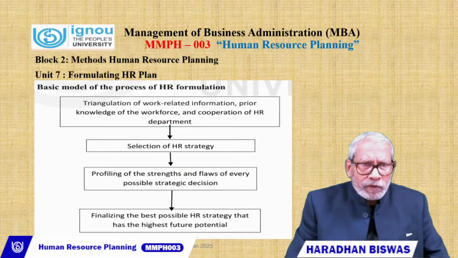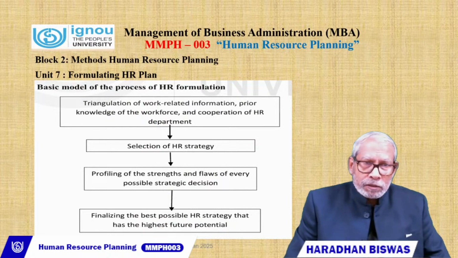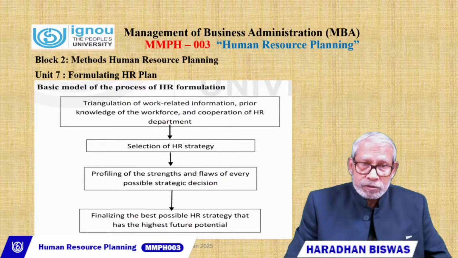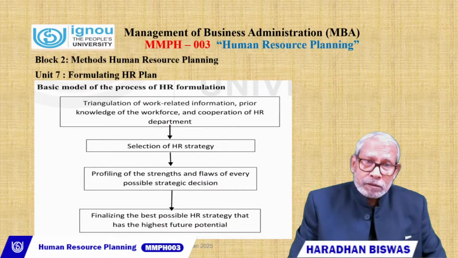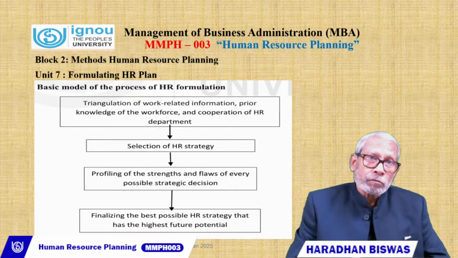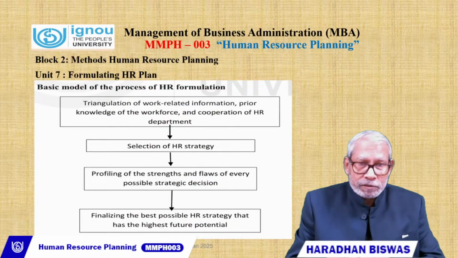Then finalizing the best possible HR strategy that has the highest future potential. After that, you have to take which one is the best, the HR strategy that has the highest future potential, meaning in future that strategy will be best, considering all the points. This is the highest level of things.